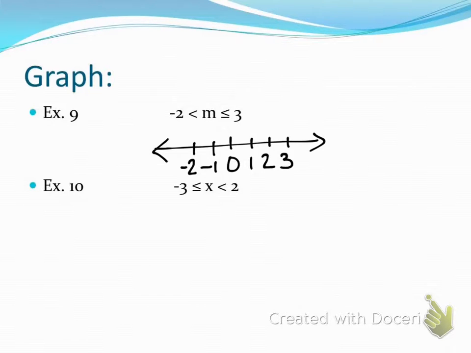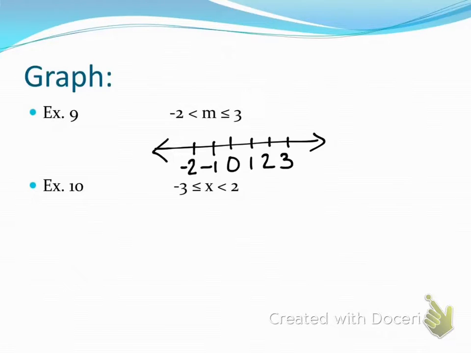Kyan, can you read that statement on number 9? Negative 2 less than m. Less than or equal to 3. Very good. Negative 2 is less than m is less than or equal to 3. So we are going to put points at both of these numbers.